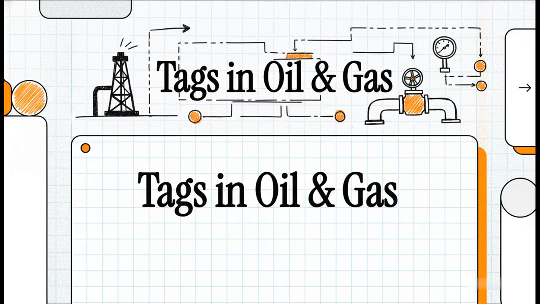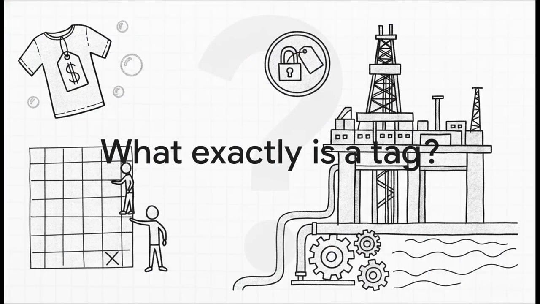Today, we're diving straight into one of the world's most complex industries, oil and gas. We're going to unravel this hidden, multidimensional language they use. Specifically, we're unpacking how one single, seemingly simple everyday word completely transforms depending on where you're physically standing in a facility. So what exactly is a tag?